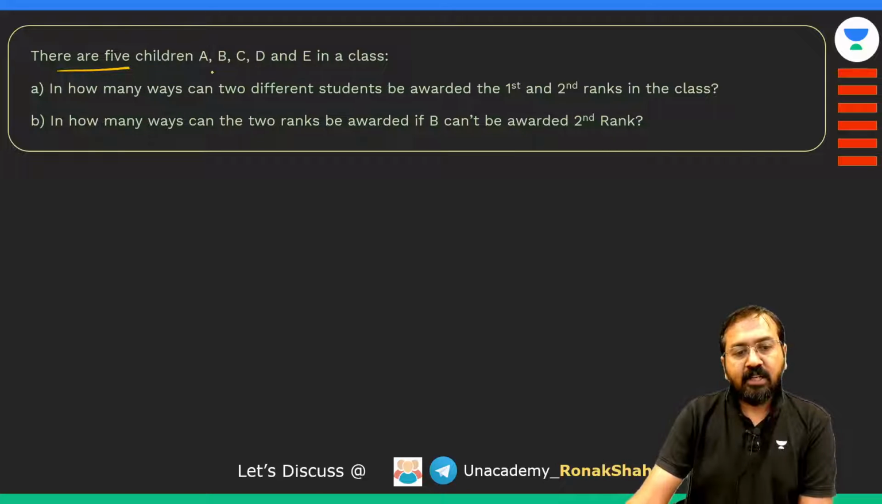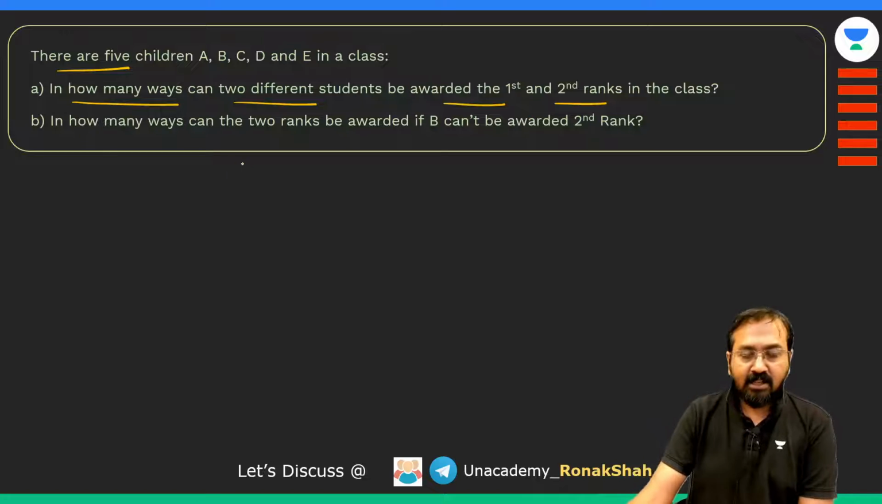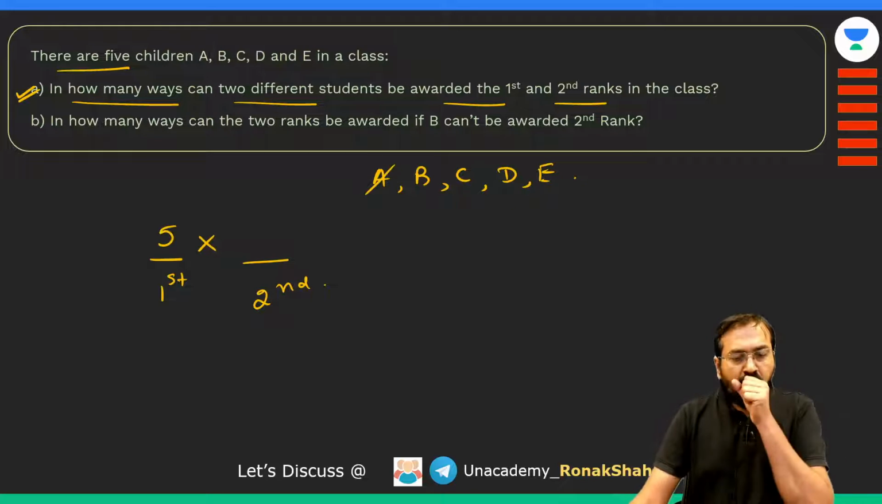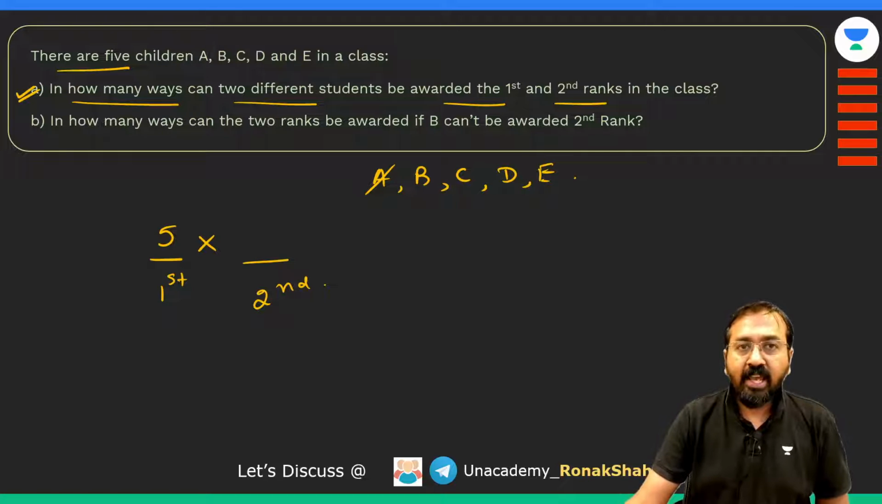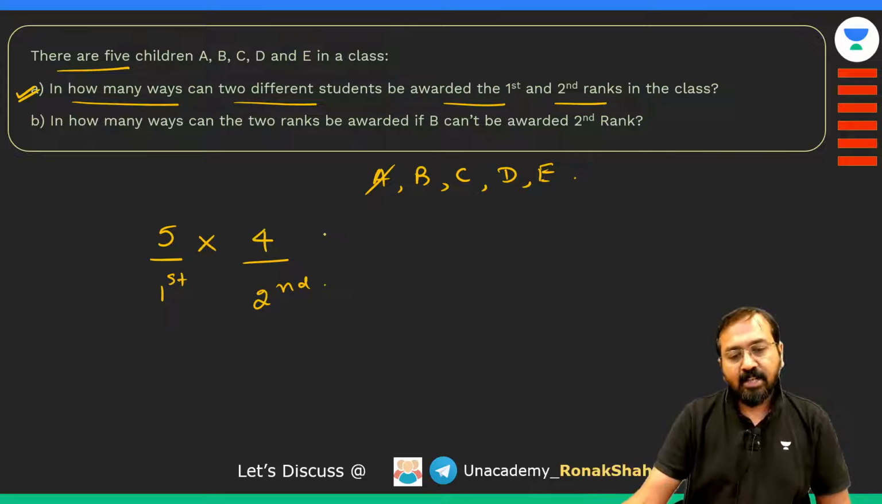So there are 5 children A, B, C, D, E in a class. Now we want to understand in how many ways can 2 different students be awarded the first and second rank in the class. So guys, we need to fill 2 positions, first rank and second rank. We have these 5 children A, B, C, D, E, and in the first question there is no condition. These are 2 separate questions. So of course first rank can be awarded to any of the 5 children, and suppose we have awarded first rank to A, now A cannot be awarded the second rank, so the remaining 4 children can be awarded the second rank. So total number of ways will be 5 into 4, that is 20 ways.